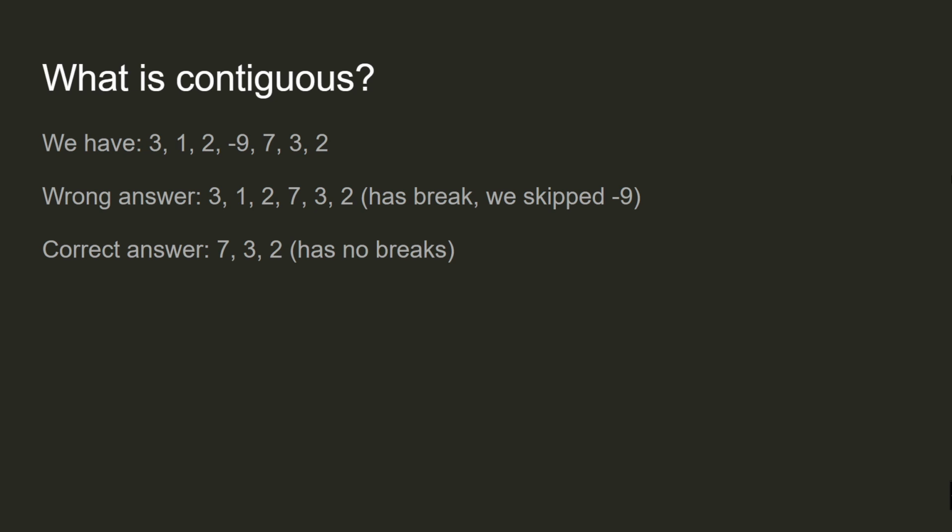The 3, 1, 2, 7, 3, 2 will not be a correct answer because we just skipped the -9. 7, 3, and 2 will be a contiguous subarray and the correct answer. Now let's look at the naive approach.